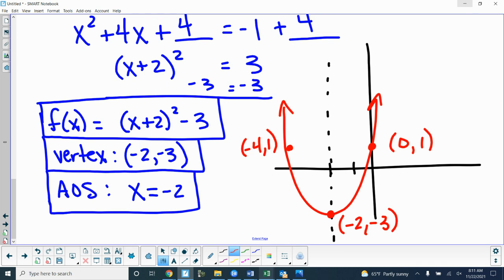You don't have to make all the marks and be perfect. You label those 3 points, tells me you know what's going on. Questions? That's using completing the square. All right.